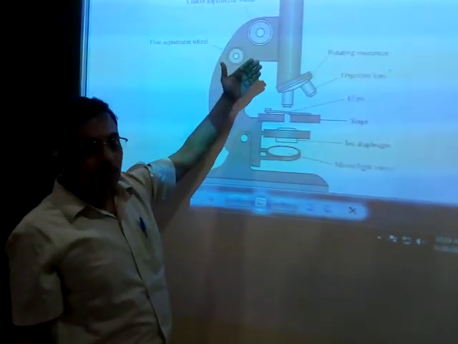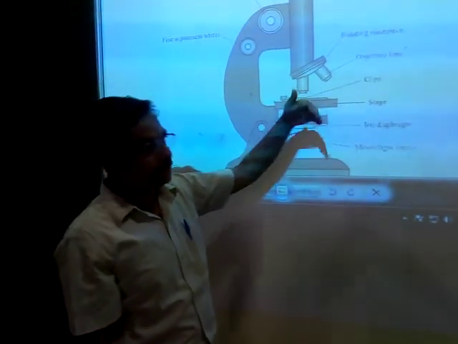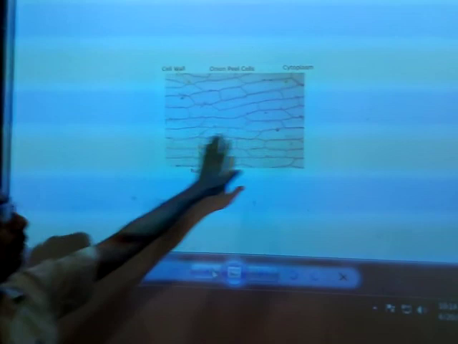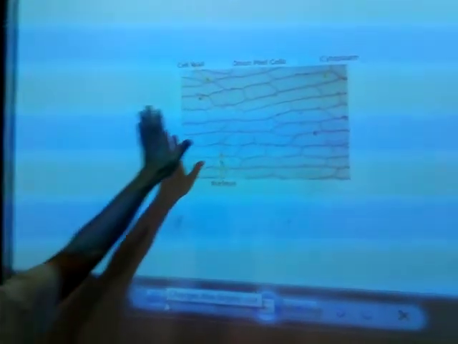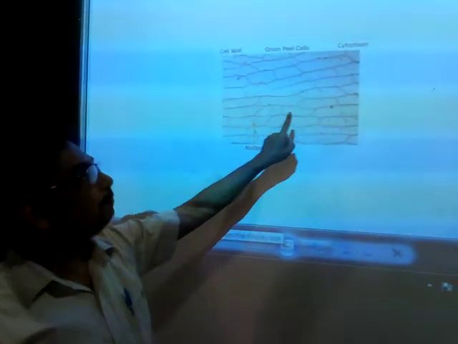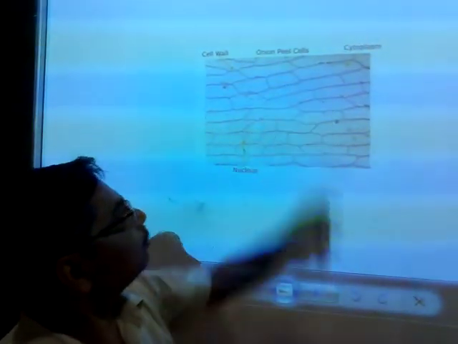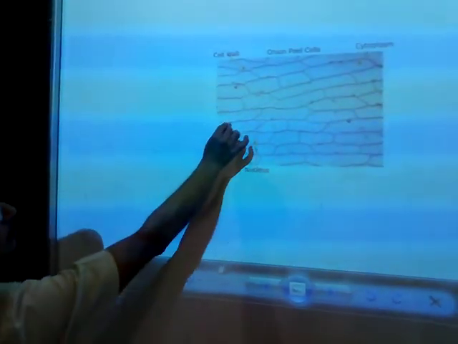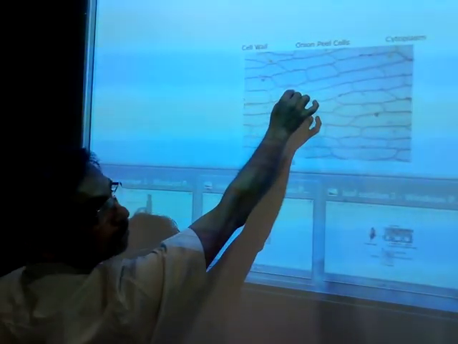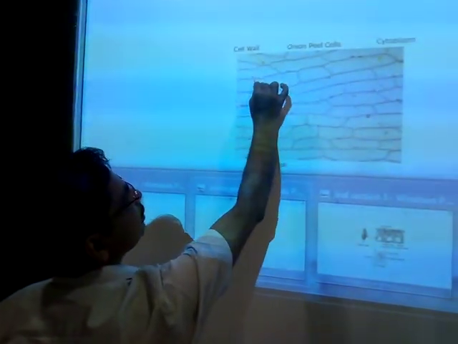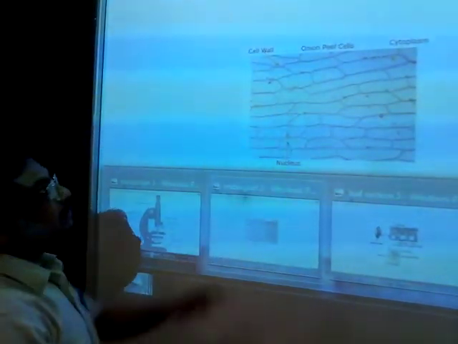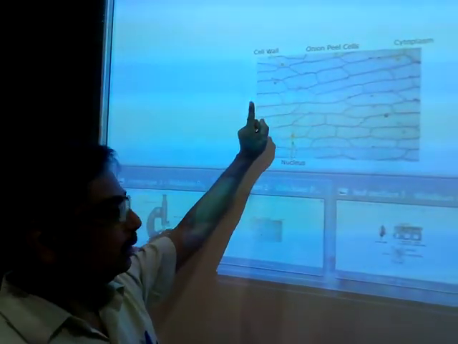After observing, we find the structure of the onion peel, which is the plant cell. Now look here, this is the structure of the plant cell that we have seen in the onion. So we can say this is the structure of onion peel cells. If you see the outside of the cells, this is the cell wall, and inside the cell wall this is the cytoplasm, and somewhere you will find this dot, a dark structure, which is the nucleus. So only three things we find here: cell wall, cytoplasm and nucleus.